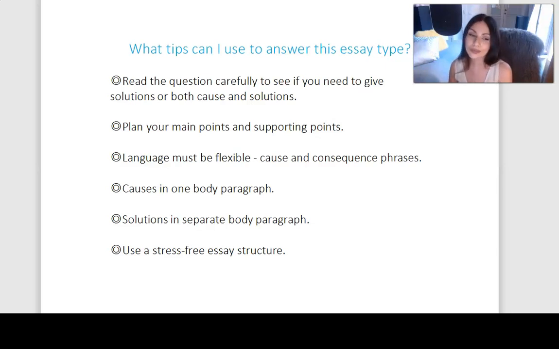Right, so you've got your introduction, causes, solutions, and your concluding paragraph, which of course should be your strongest point. And try to speak to your IELTS tutor to see if there are any user-friendly structures that he or she might suggest to you that would make it easier for you to be able to lay out the structure of your essay.